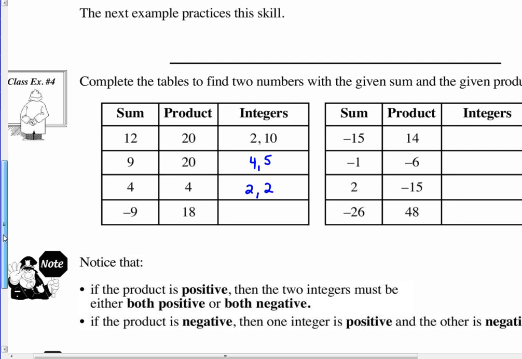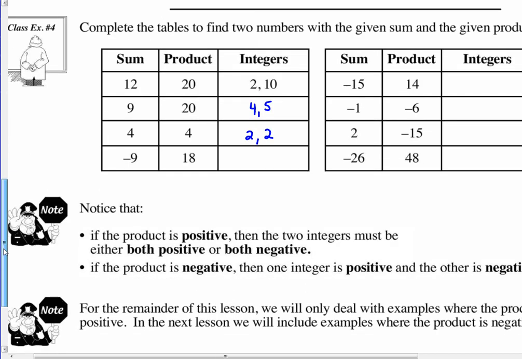Okay. Sum of -9, product of 18. Okay, -3 and -6, as long as the numbers are what? Both negative. Would you agree? Yeah? -3 times -6 gives you positive 18, and then adding those together is -9.